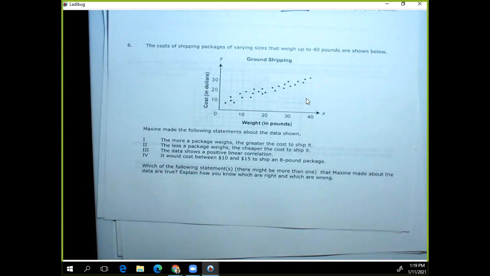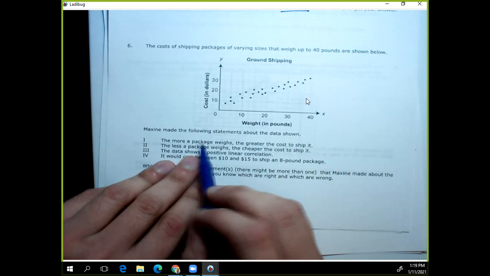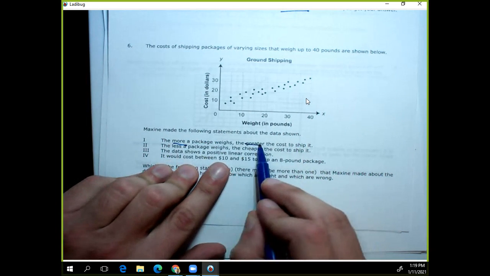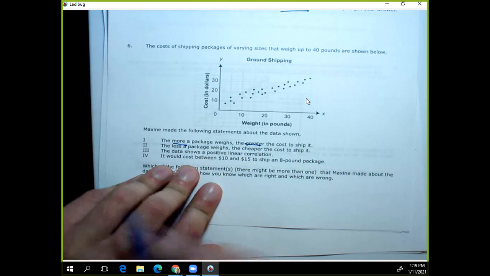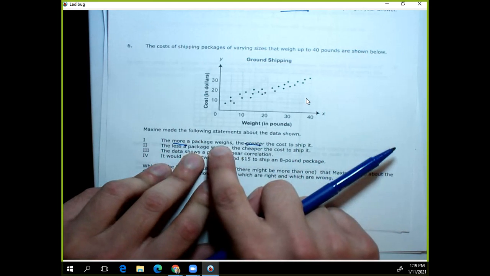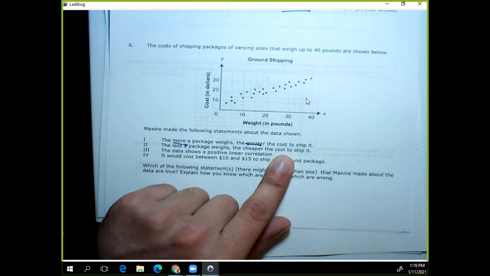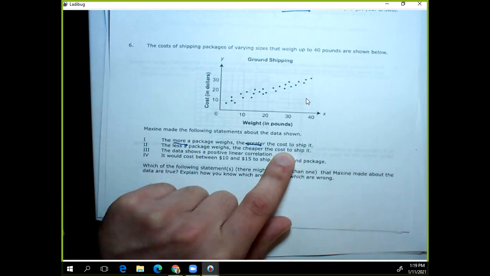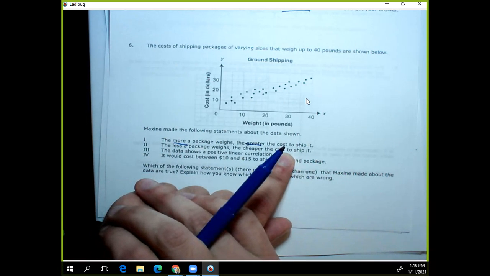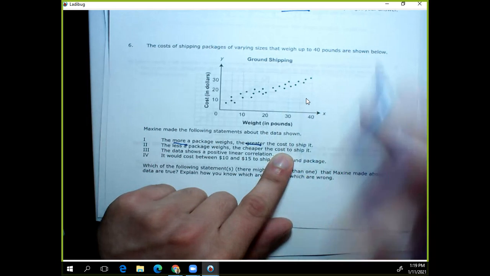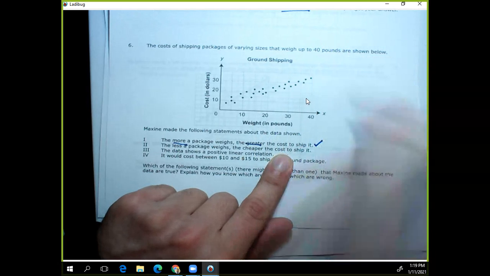All right, the first one says the more a package weighs, the greater the cost to ship it. So that's saying whenever there's an increase in package weight, there's an increase in the cost to ship it. So an increase in X values causes Y to increase. That's a positive or negative correlation? You have an increase and increase. A positive, yeah. Do we have a positive correlation? We do. So we're going to go ahead and put a check mark if that's true.